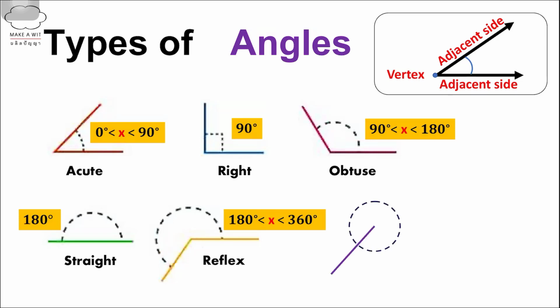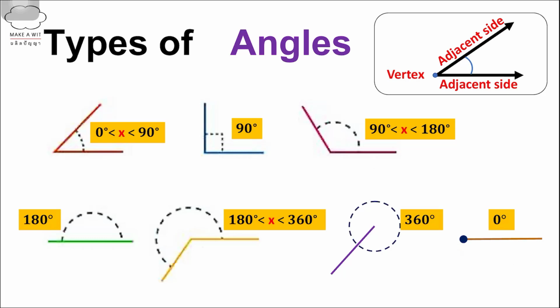But if it's exactly 360, it will be full. It's like a circle, right? It's just full. So this is called full angle. And last one, at 0 degrees, it's called zero angle, okay? Now, let's see. Do you think you can remember?